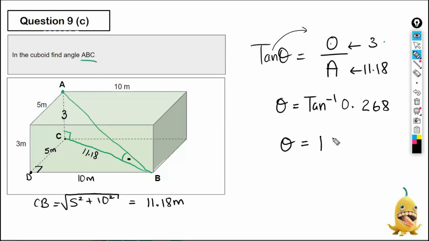I am getting roughly around 15.00 degrees, which is 15 degrees. Double check it. Once again, everyone is sleepy, and so am I, so I could make mistakes. And this is the last question we're doing for the night.